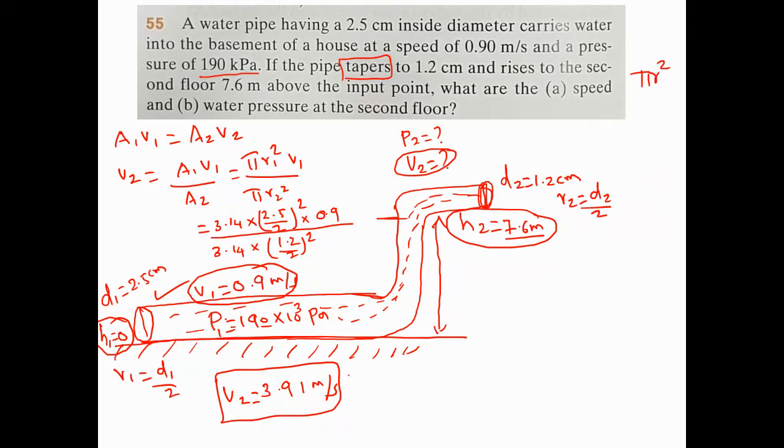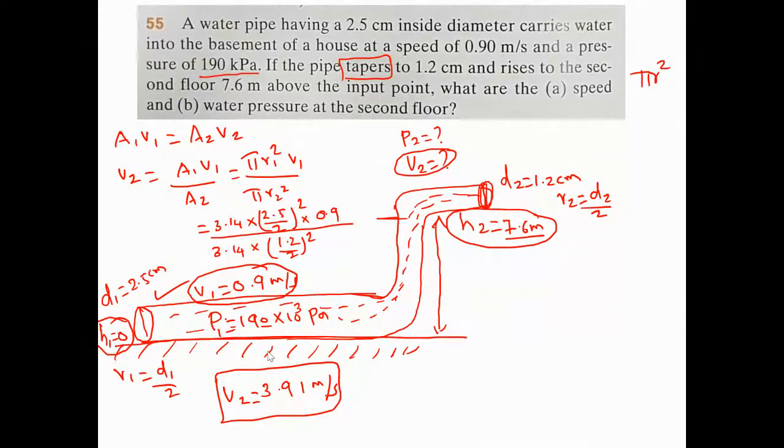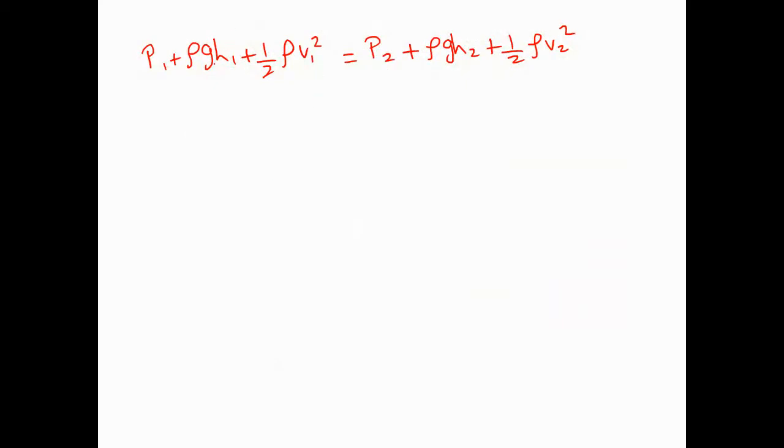What is the speed of the second pipe? 3.91. We got it from the first question. Now, if you multiply h1 with 0, this term will go away. Now we are going to find the value of P2.